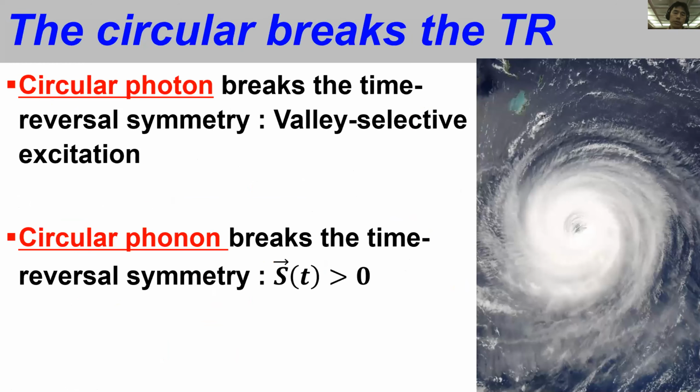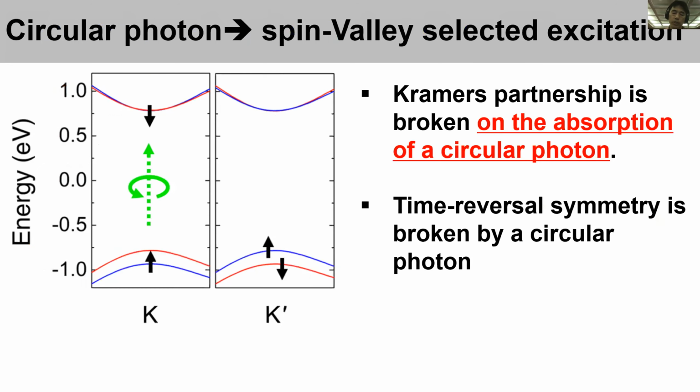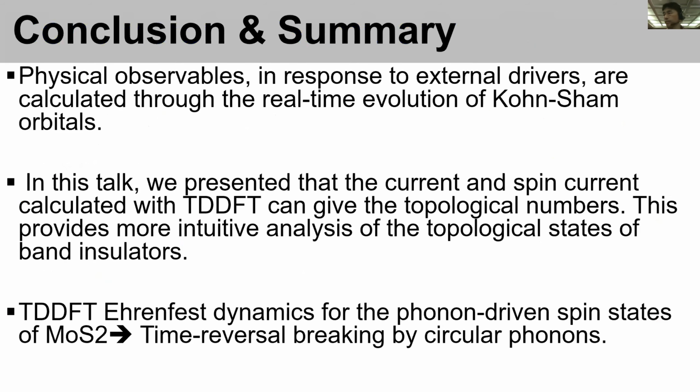the absorption of a circular phonon breaks the Kramers pairing. The excitation of the low frequency phonon, low frequency excitation and the pumping of a circular phonon can also provide an example of time reversal symmetry breaking.